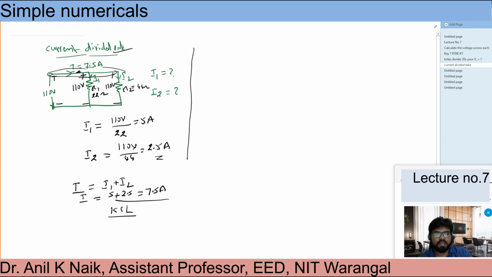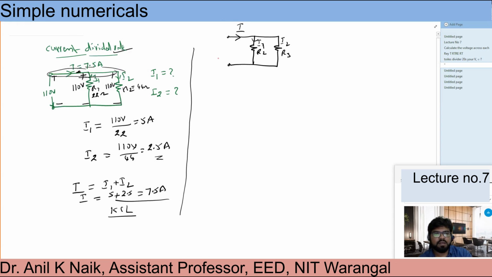Now come back here. I will remind you once again what the current division technique is and what formula we have seen. So this is I1, this is I2, with R2 and R3, if it is like this.